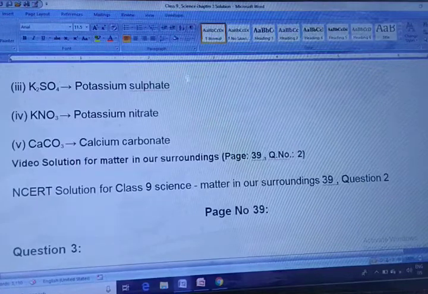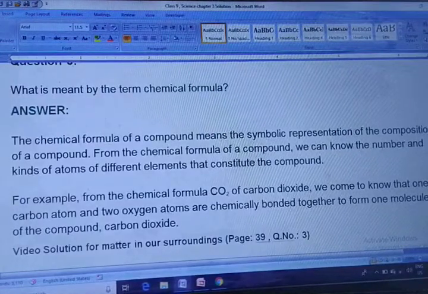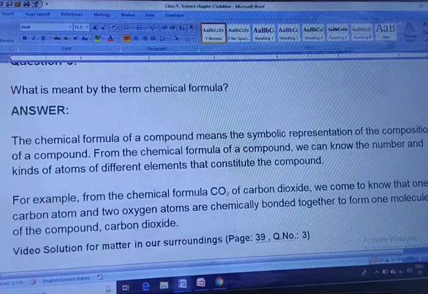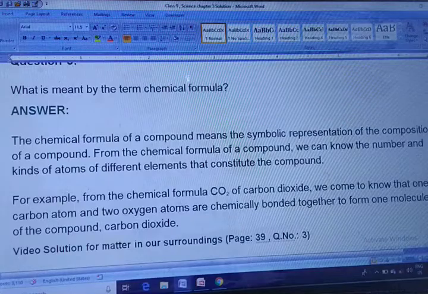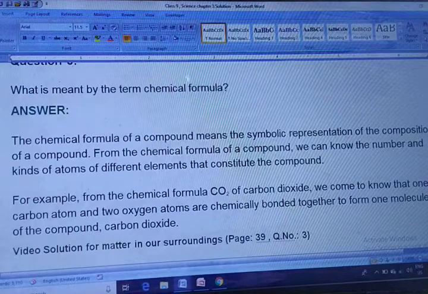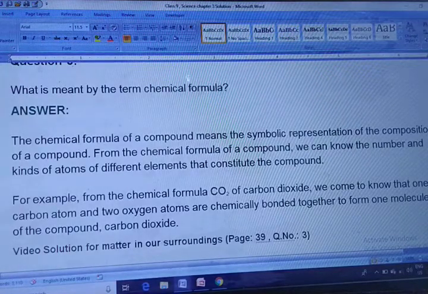Now we are moving towards question number 3. What is meant by the term chemical formula? The chemical formula of a compound means the symbolic representation of the composition of a compound. From the chemical formula of a compound, we can know the number and the kinds of atoms of different elements that constitute the compound. For example, from the chemical formula of carbon dioxide, we come to know that one carbon atom and two oxygen atoms are chemically bonded to form one molecule of carbon dioxide. It means whenever we write any chemical formula, we get the information about the number of atoms present in that compound.